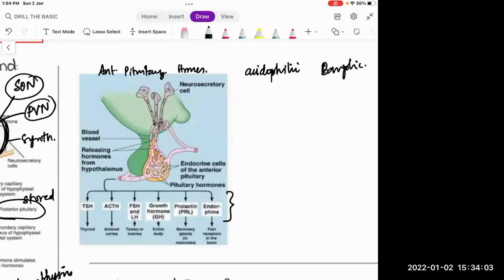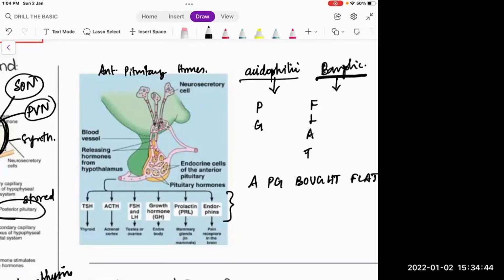So anterior pituitary hormones. In the anterior pituitary gland, you have the acidophilic and basophilic cells. So you should remember which hormones are acidophilic and which are basophilic. Okay. So prolactin and growth hormone are acidophilic, whereas basophilic are FSH, LH, ACTH, and thyroid hormones. So you can remember with the mnemonic FPG got flat.